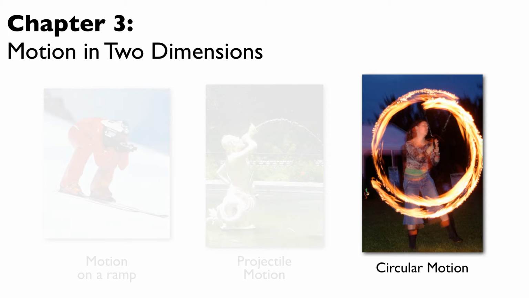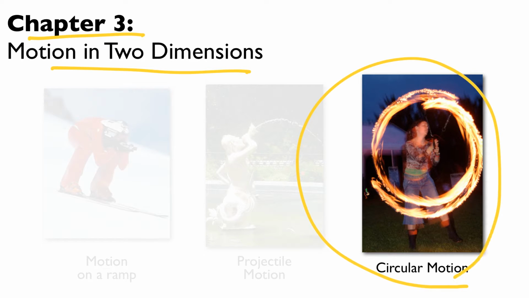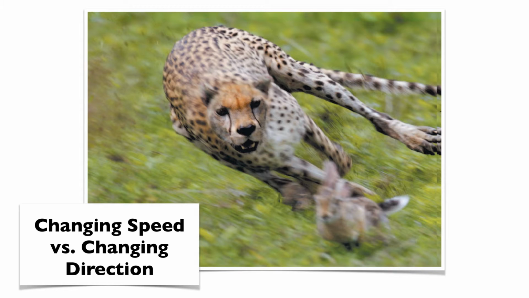All right, Brian here, and we're going to continue our study of the material of Chapter 3, which is motion in two dimensions, by thinking about circular motion. Circular motion is another type of motion in two dimensions.